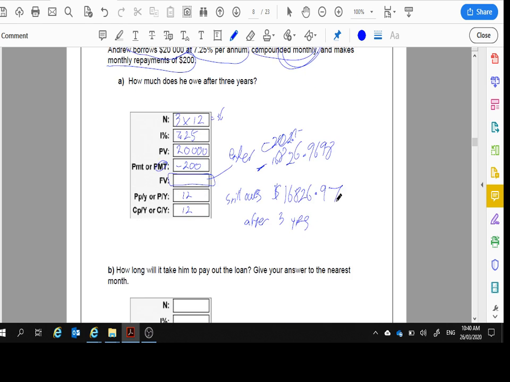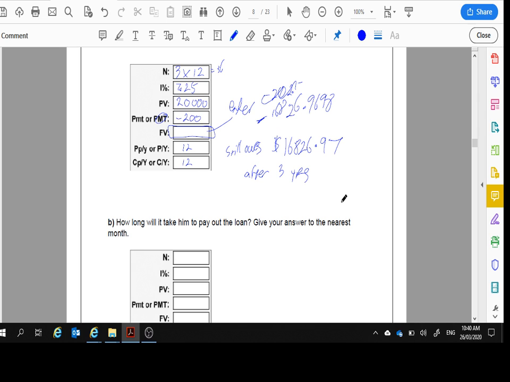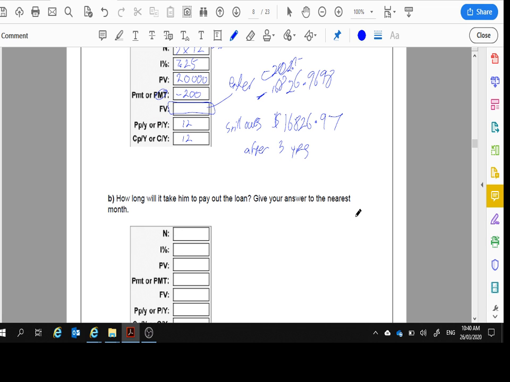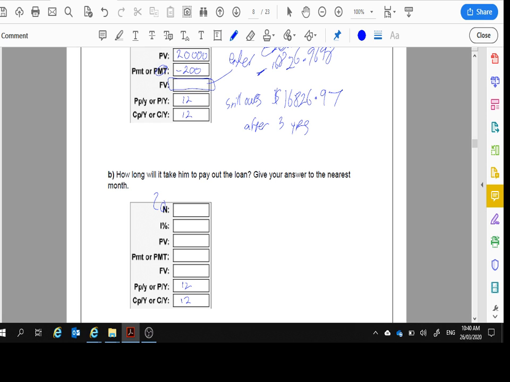Part B. How long will it take him to pay out the loan? Give your answer to the nearest month. So we want to know N. These are still 12; they have not changed. He's got $20,000 that he borrowed, and he's paying $200 for the month. To pay it off, the future value of the loan is going to be zero. The interest rate we know is 7.25. Press over here and press enter.